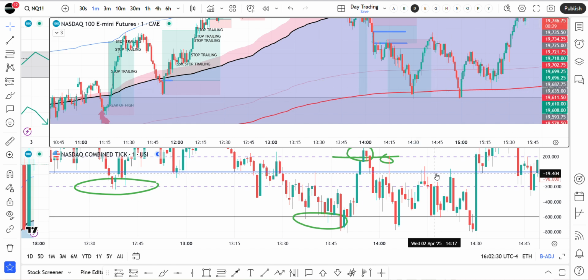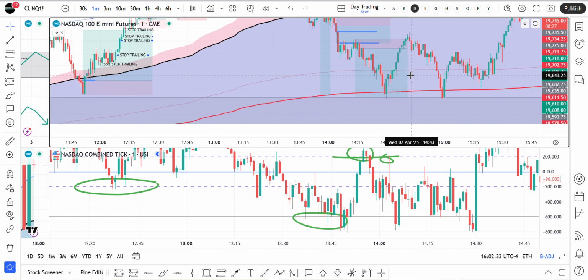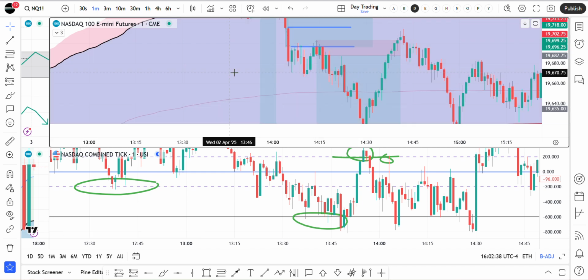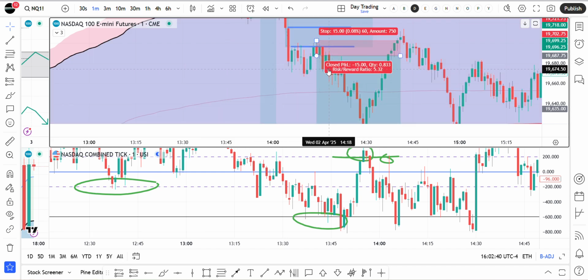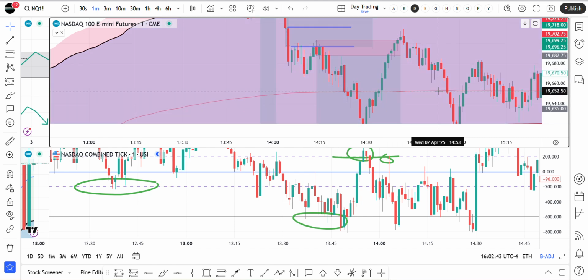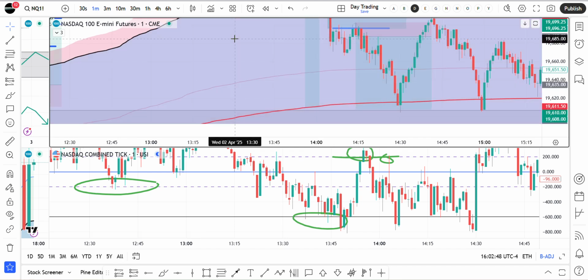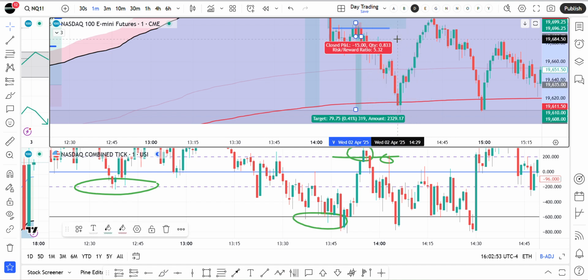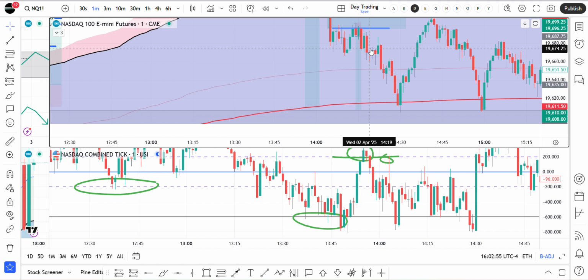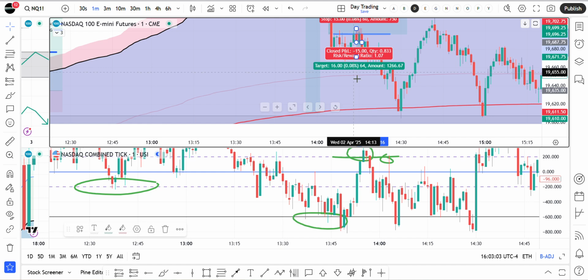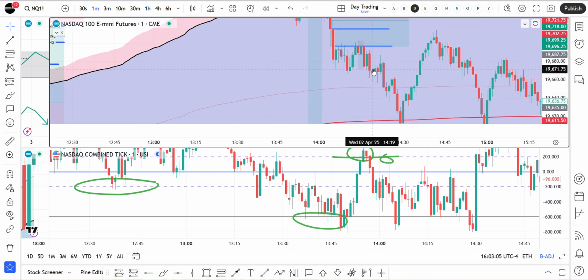And we're holding until 1419. Putting our stop. There's too much stuff on this chart. 1419. Let's move this over. 1419, and we are out. Again, another 1-to-1.